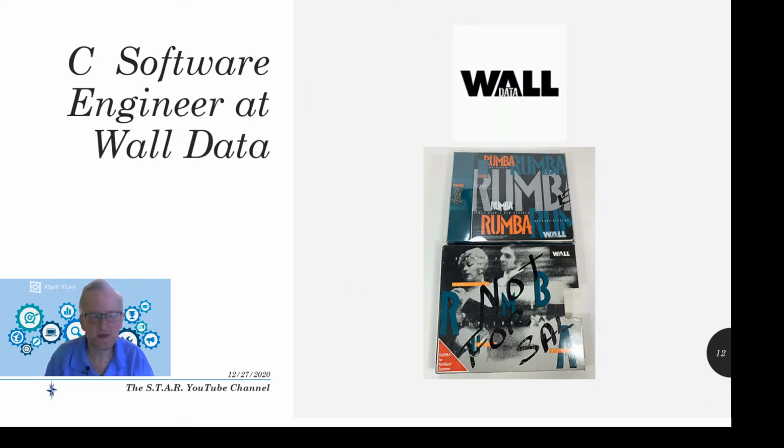All right, after that, I became a C software engineer for Wall Data. Wall Data is also a 3270 terminal emulator type of company, trying to marry the best of both worlds, getting the IBM mainframe and the PC talking to each other so you can pull data together and write your reports by extracting data out of your mainframe and putting it into your word processing reports or spreadsheets or whatever you need.